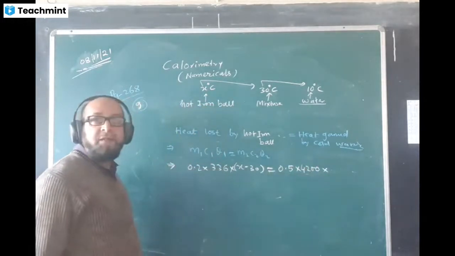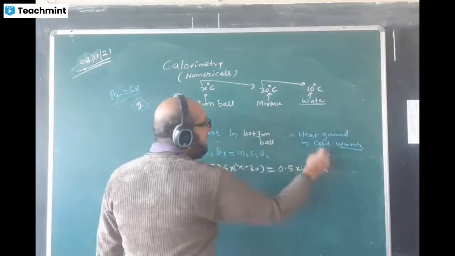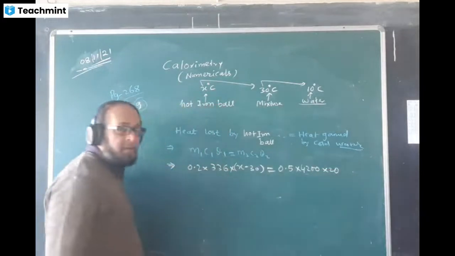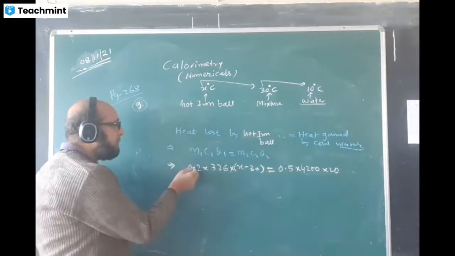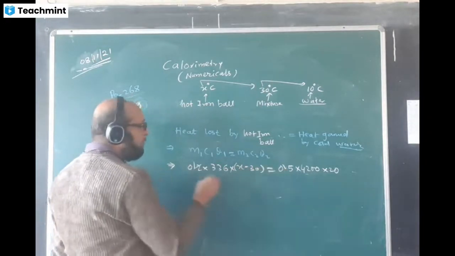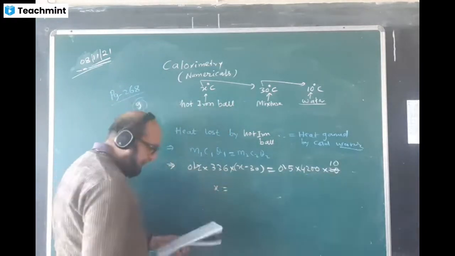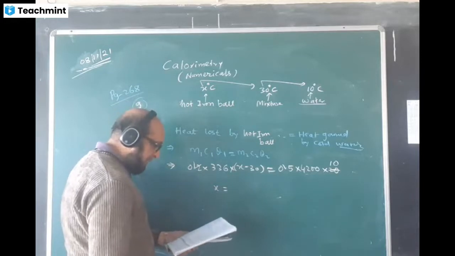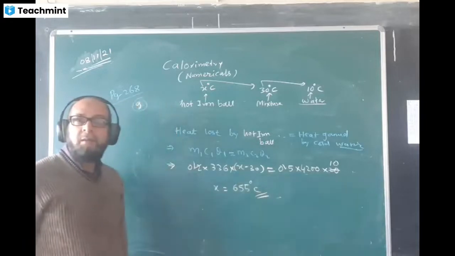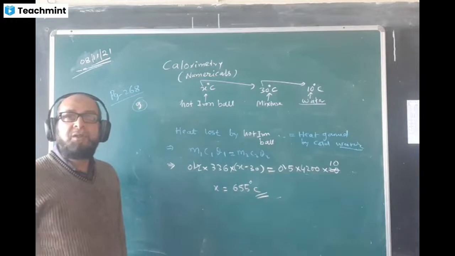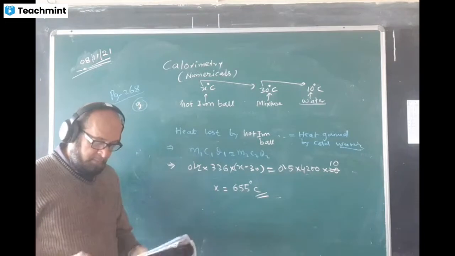How much is the temperature difference, theta 2? 30 minus 10. What is the answer? 20. I'll add 20 directly. Now can you find the value of x from this equation? The point will go, you can cancel, and the 2 will go 10 times. Calculate and the value of x will come. In the book they have given the answer 655. That answer will come, 655 degrees Celsius. Do the calculations properly and then you will get the answer. Done? Yes, sir.